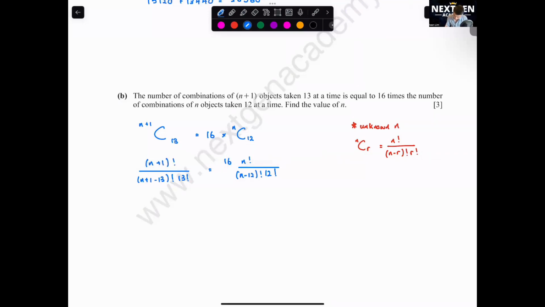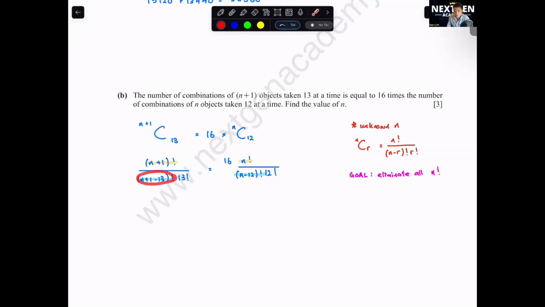Okay. My goal is that I want to eliminate all n factorials, or any terms that have factorial and n, because I don't know what n is. So what do I need to do? I need to look at this and this term. Both of these terms are the same. N plus 1 minus 13 is n minus 12 factorial, right? This is also n minus 12 factorial. So I don't want to keep writing it down. These two can cancel off with each other. This and this can just cancel.